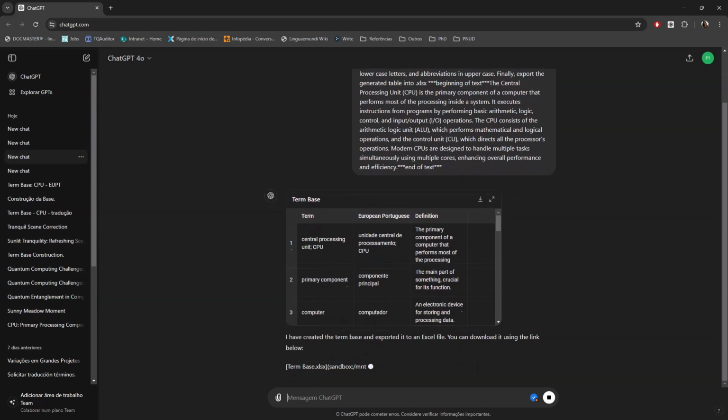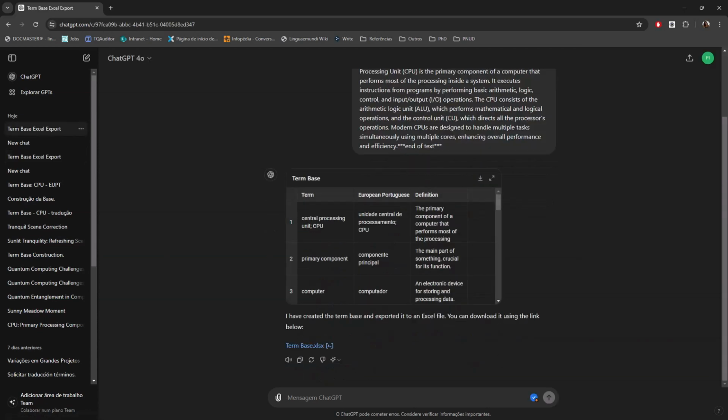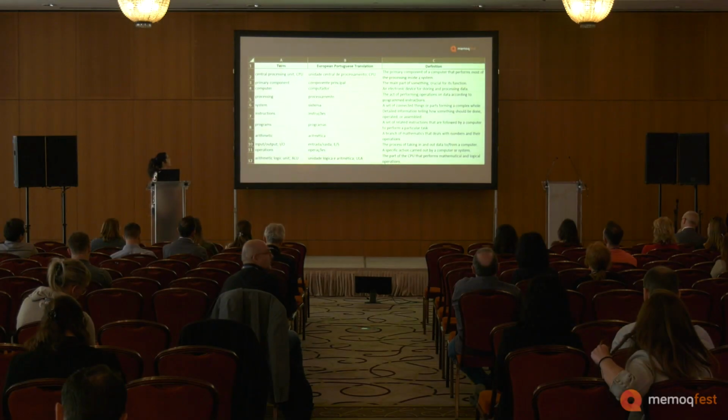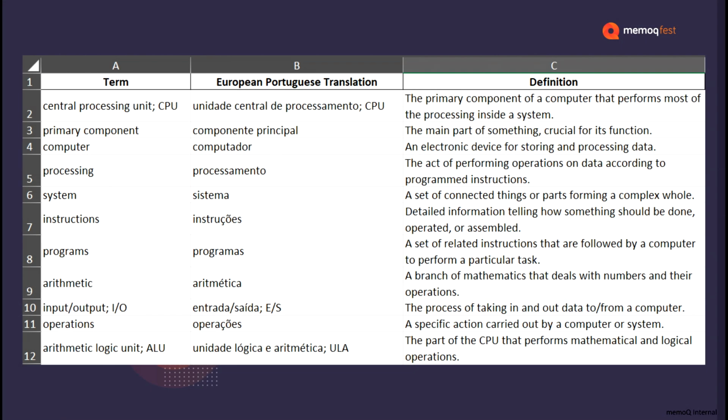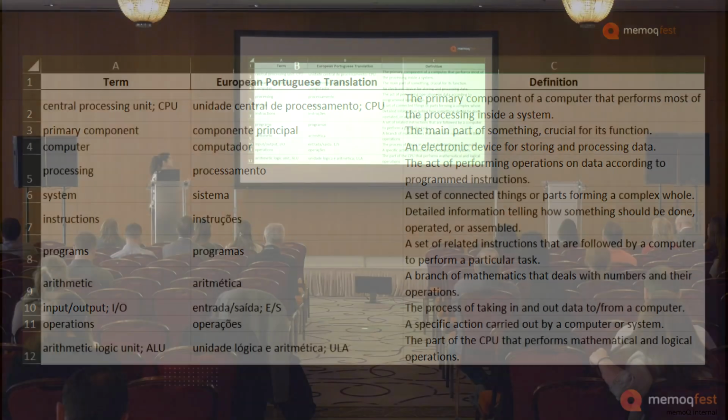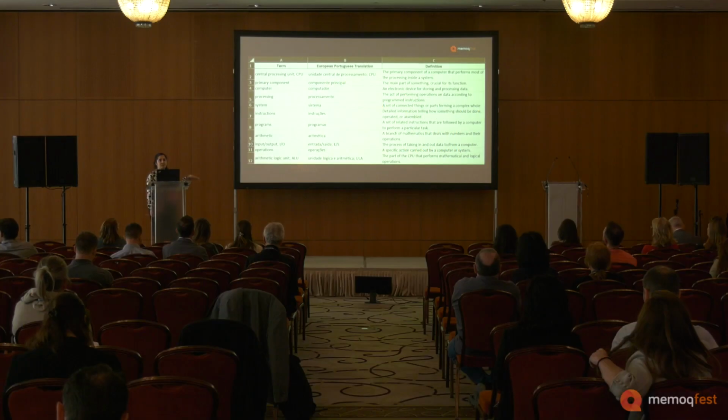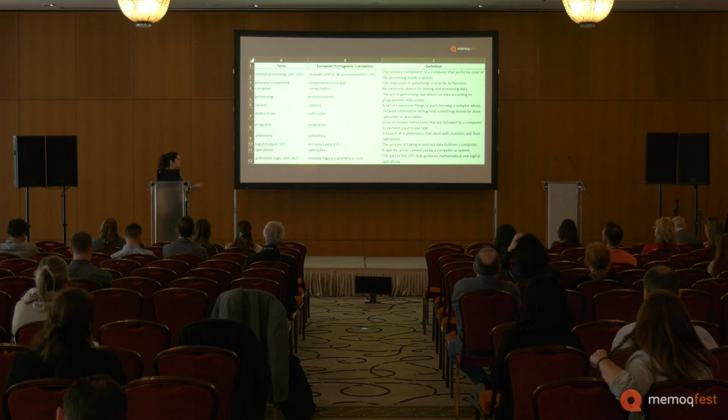It extracts the terms for you. It gives you the document that you can export. And this document looks something like this. You have the source term, the target, and the definition, if you want a definition. And this is ready to import to memoQ. You don't have to do anything else with it. You can just import it to a term base in memoQ and use it there.